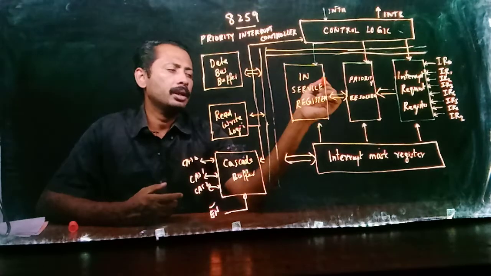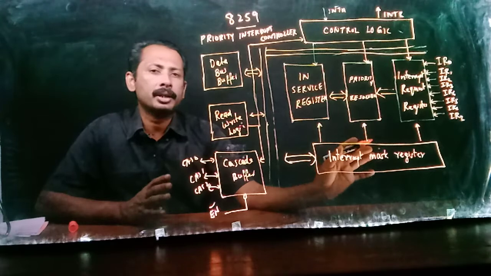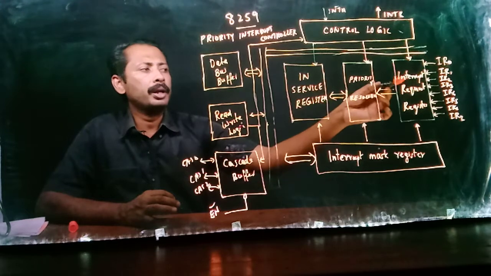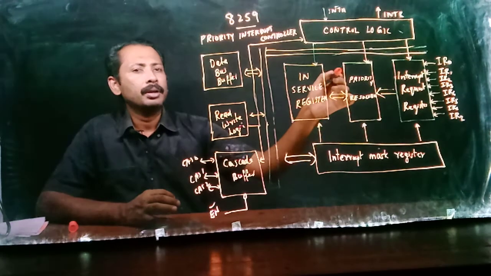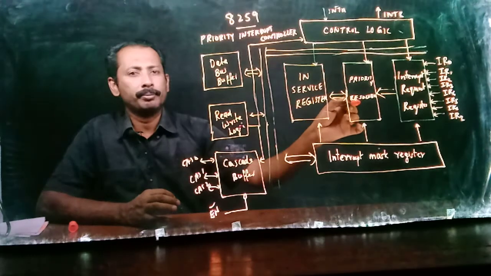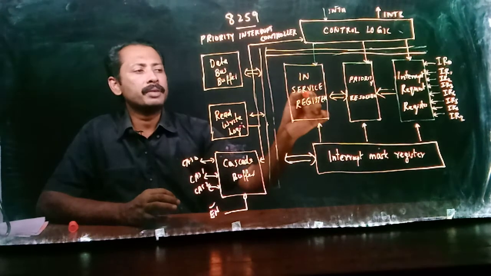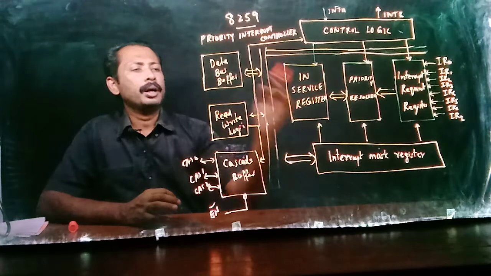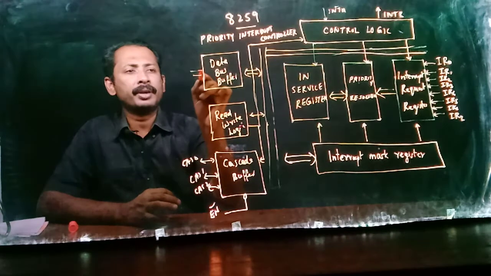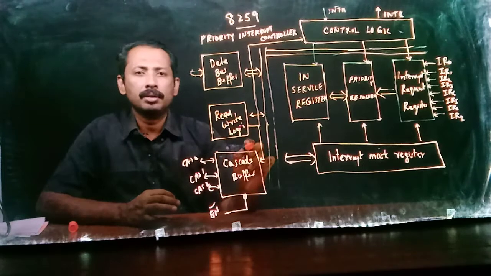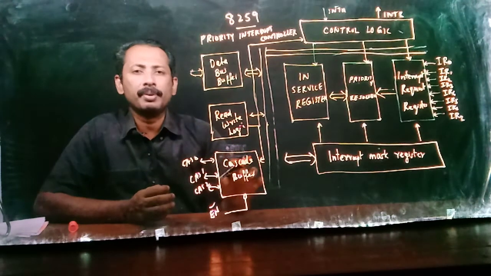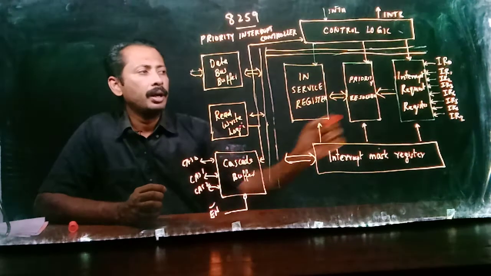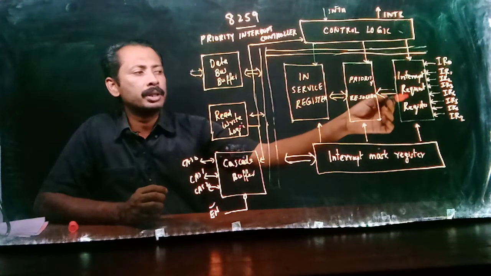This is the block diagram of the architecture of this IC. We have a control logic here, an interrupt request register, a priority resolver, then in service register, interrupt mask register, and as usual a data bus buffer and read write logic. Along with that we have a block called cascade buffer. These are the different blocks involved in 8259.